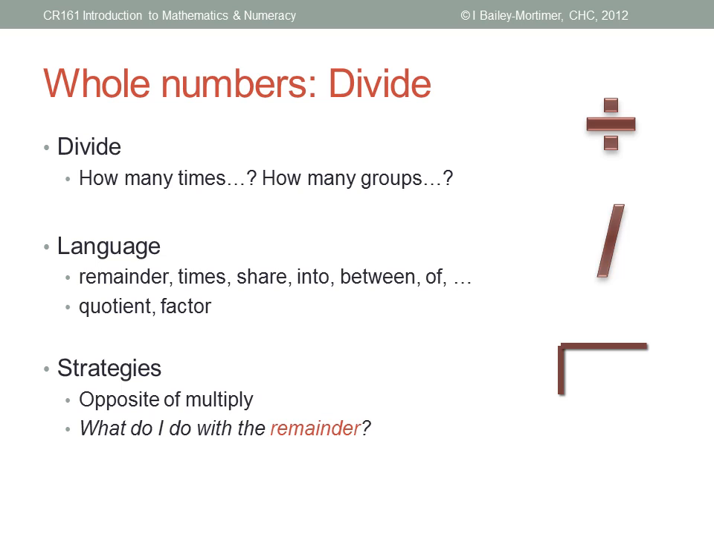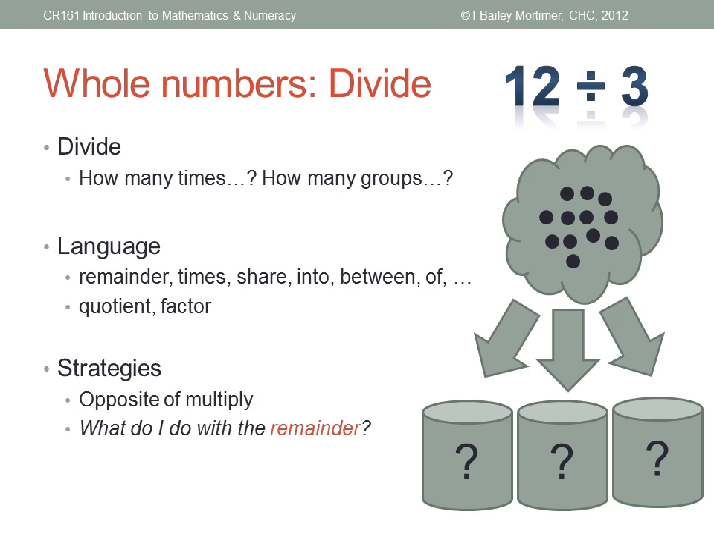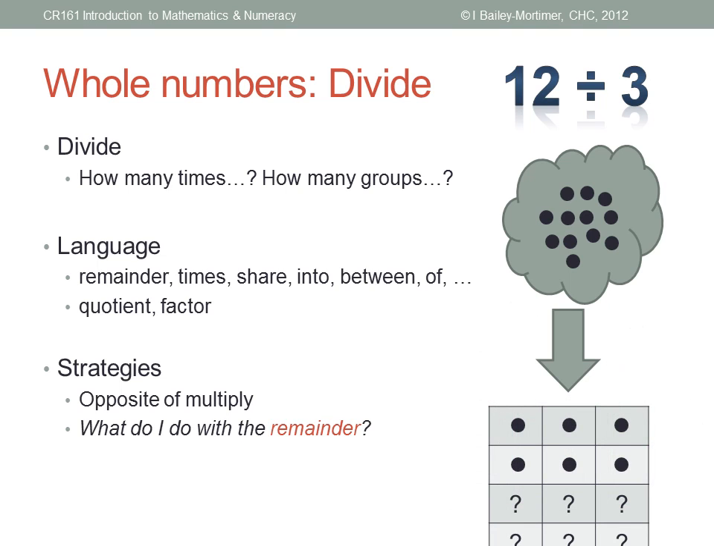Now, dividing really is just the opposite of multiplying. If you know your times tables, that's pretty easy. If you want to represent it physically, try the same ideas. Can I break this set of 12 things into 3 equal groups? How many will be in each group? Or, can I put these 12 things into a grid with 3 objects in each row? How many rows will I get?